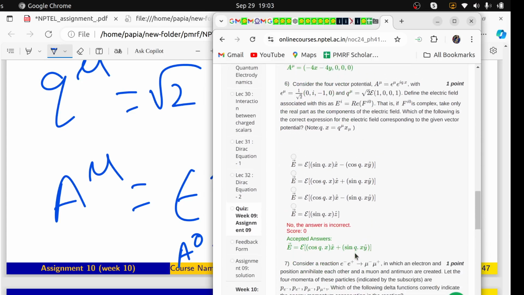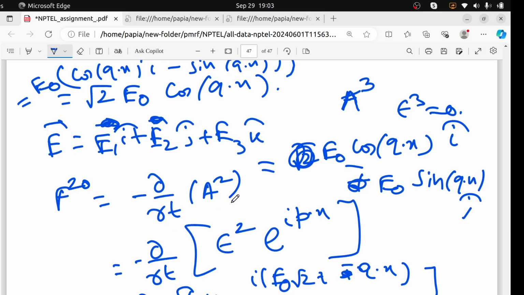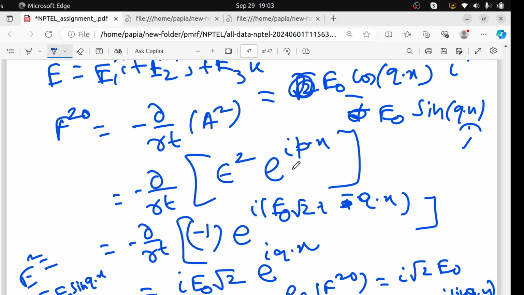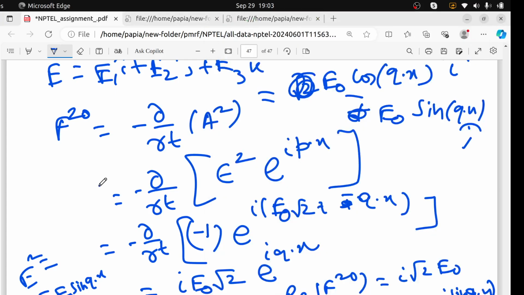Answer was giving us plus. But it should be minus, no? Or something is minus is missing. Let me check here. F20 is minus del del t of A2 minus del del t of epsilon 2 e to the power ip dot x. Epsilon 2 is how much? Epsilon 2 is epsilon 2 0 1 2. That means minus 1 by root 2. Okay, there should be 1 by root 2. Okay, that you can check, no problem.